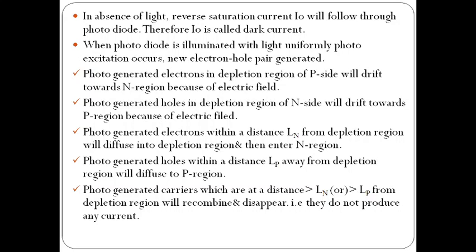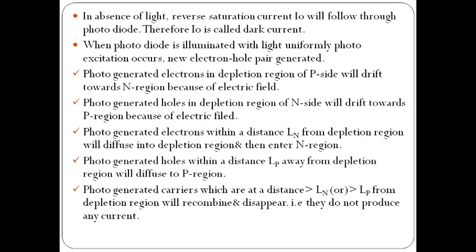So when light falls on the photodiode, it generates new electron and hole pairs. These photo-generated electrons in the depletion region of the p side will drift towards the n region because of the electric field. Similarly, photo-generated holes in the depletion region of the n side will drift towards the p region because of the electric field. And the photo-generated electrons within a distance Ln, the diffusion length of electrons, from the depletion region will diffuse into the depletion region, then they enter into the n region.